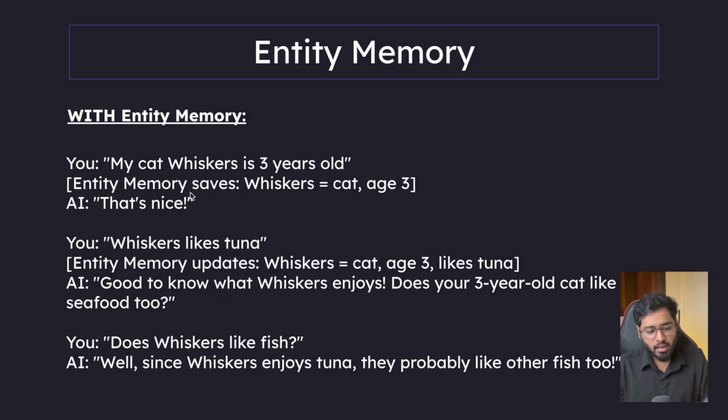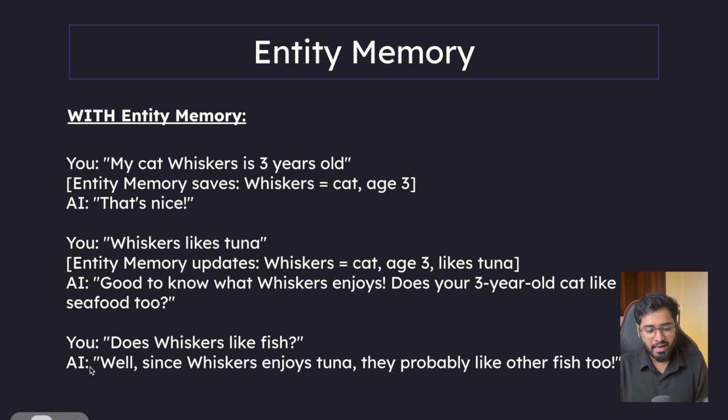So with entity memory, if I were to say the same thing, my cat Whiskers is 3 years old, the entity memory gets saved. Whiskers is equal to cat age 3. AI is like, that's nice, and then you are saying Whiskers likes tuna. And then the entity memory gets updated as time goes on. So Whiskers is now equal to cat age 3 likes tuna. And the AI now has access to that particular entity, and then it is saying, oh, good to know what Whiskers enjoys. Does your 3-year-old cat like other seafood too? And then in the future, if I were to ask something like, does Whiskers like fish? Well, since Whiskers enjoys tuna, they probably like other fish too.